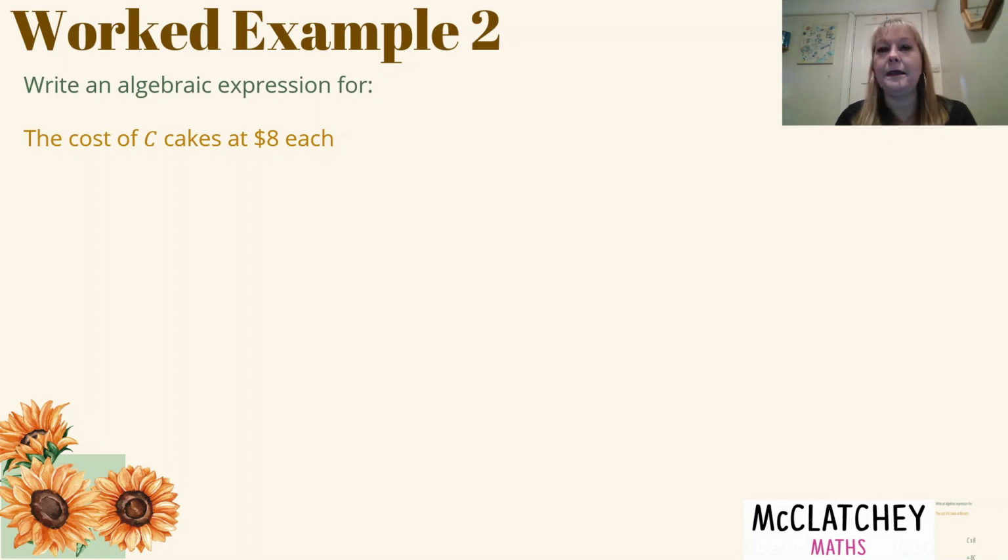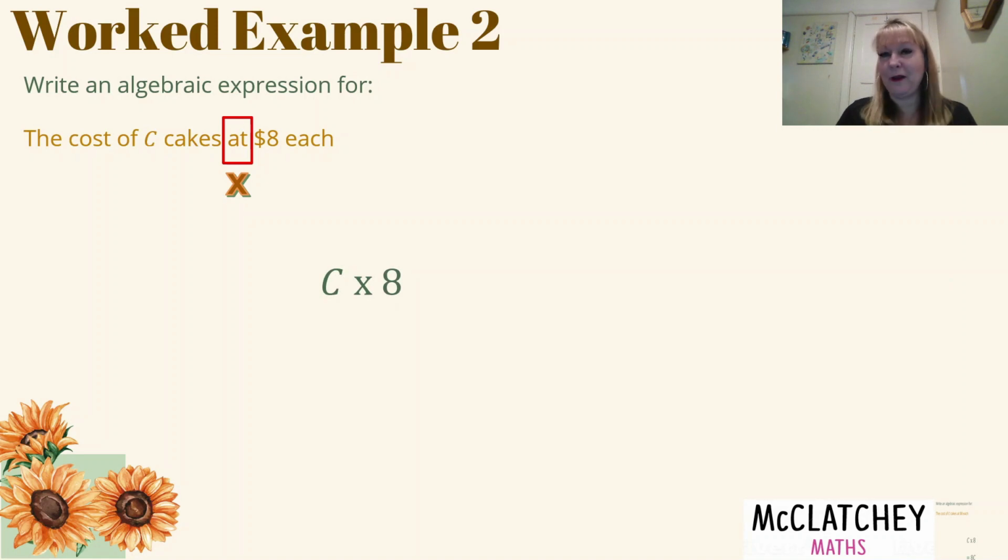The answer will be $80. And I say to them, well, what did you do in your head? And they say, well, I did 10 cakes times $8 each. So the key word here is "at". "At" is like a rate. It's telling you to multiply. So they know that they needed to multiply, so they could simply do C times 8.